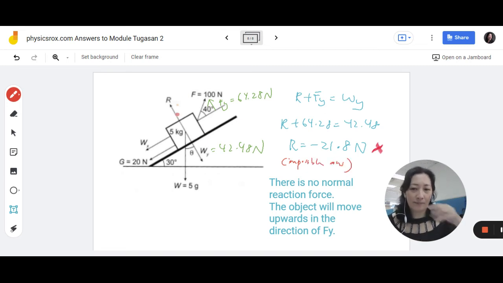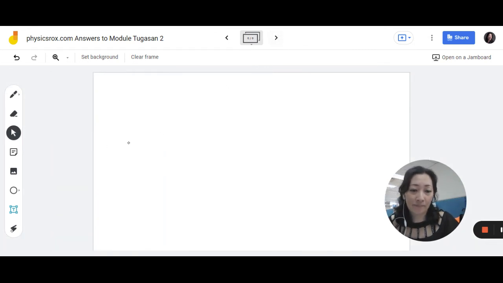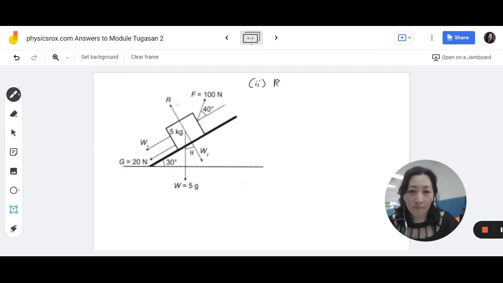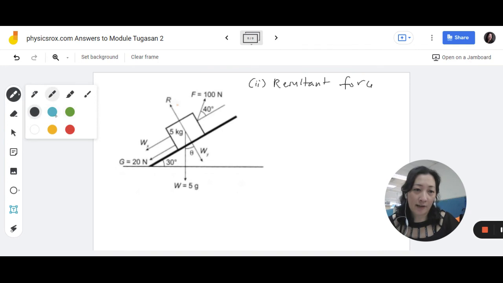All right. So what happens is it will create a reaction. It will create a resultant force upward. So let's solve the resultant force question based on this understanding now. To solve the resultant force, what I'm going to do now to make this clearer is put in all the values that we've calculated just now.